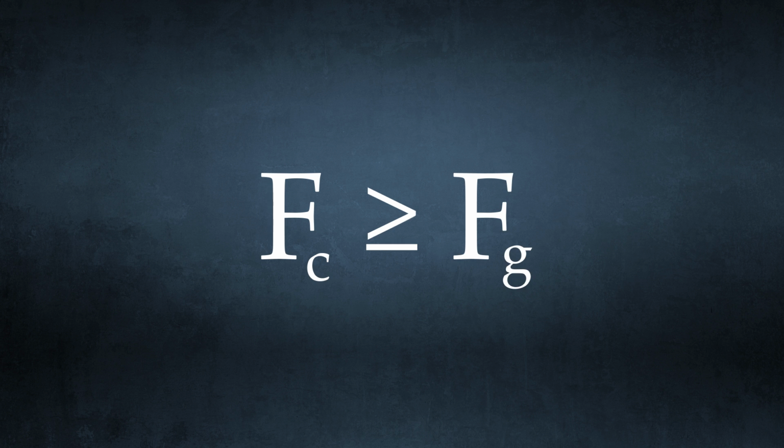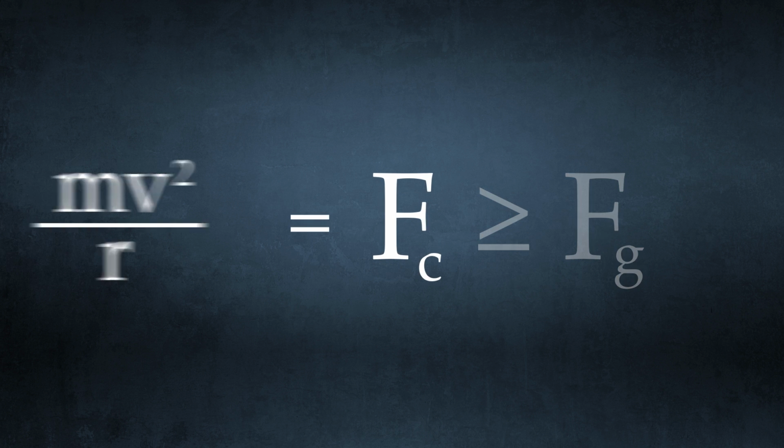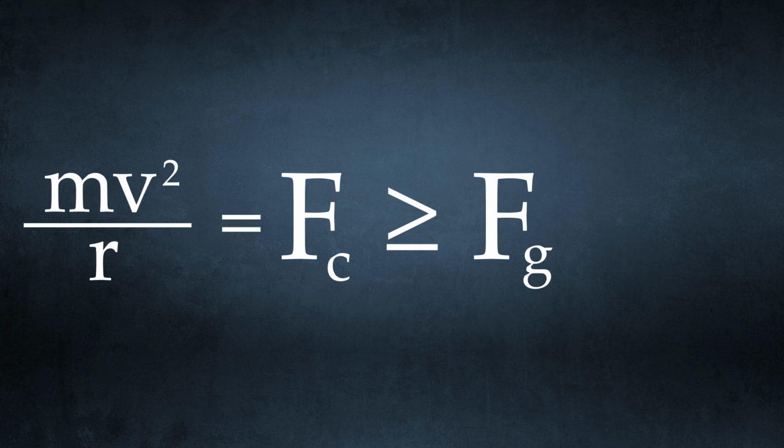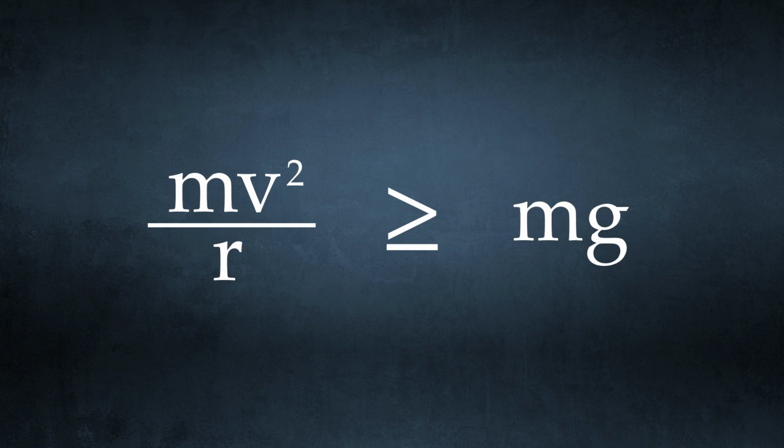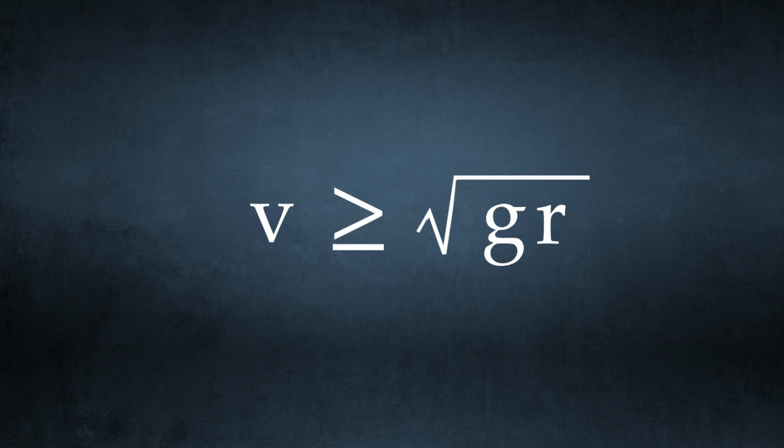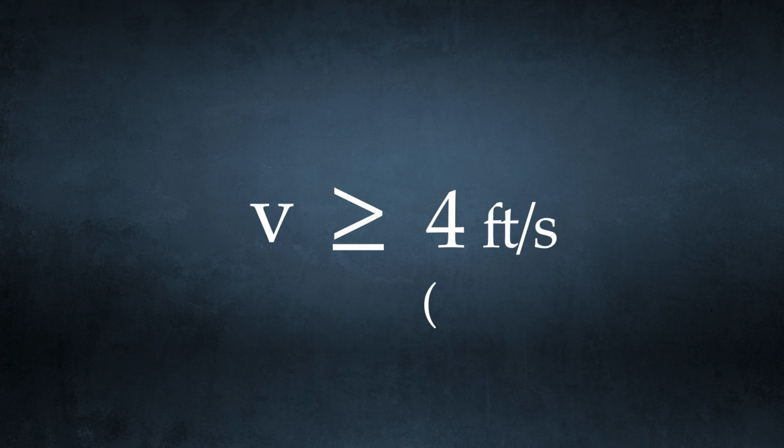At the top of the loop, we need the centripetal force of the rider to be equal to or greater than the force of gravity. Here's our equation for centripetal force. And here's our equation for gravity. A little math gives us the equation we need to determine the rider's velocity. The radius of our track is 6 inches, so plugging in the acceleration of gravity tells us that our rider must be going at least 4 feet per second, or about 2.7 miles per hour at the top of the loop.